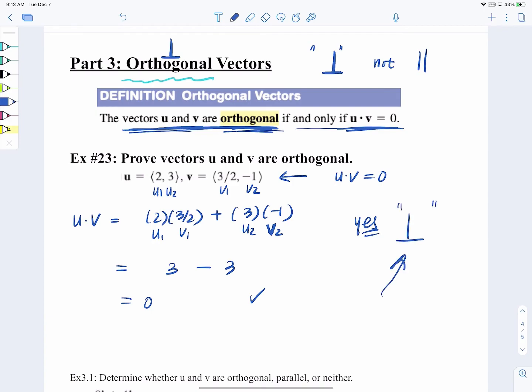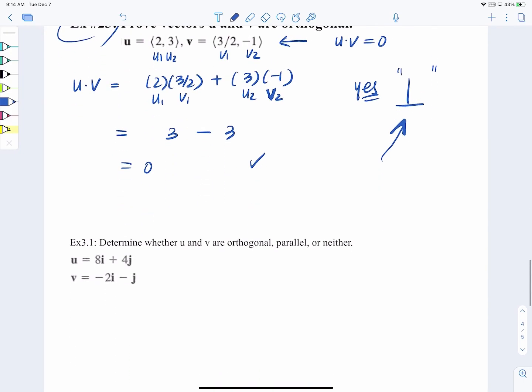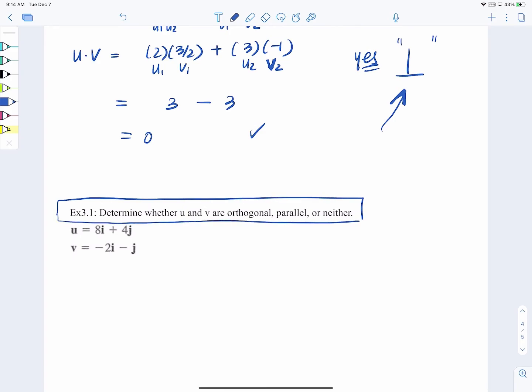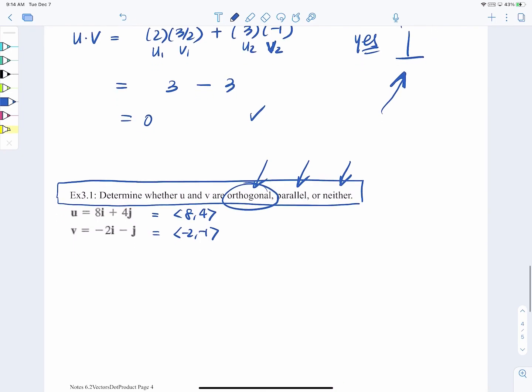All right, so you guys, this is example number 23. The next example is like your homework questions too, and I want you to know how you can tell whether something is orthogonal, parallel, or neither, okay? So let's first see if they're orthogonal, because you know what that means. Given two vectors, this one in component form, -2, -1. Anytime in the video, why don't you stop and see if you can do it on your own first, okay?